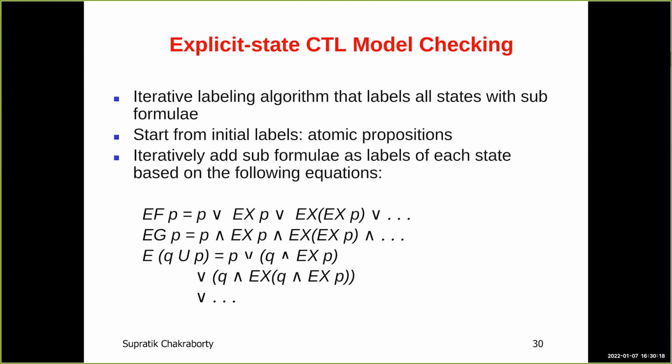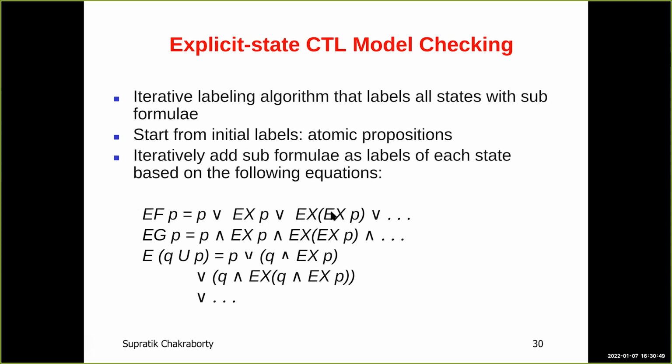So, what are the subformulae here? If I'm trying to talk about EFP, it means that there exists a path starting from the current state such that P is eventually true along that path. So when would P be eventually true along that path? If P was true right at the state of interest, or if there was a path such that along it, in the next step, P was true, or if there was a path such that along it, 2 steps down the line, P was true, and so on, right?